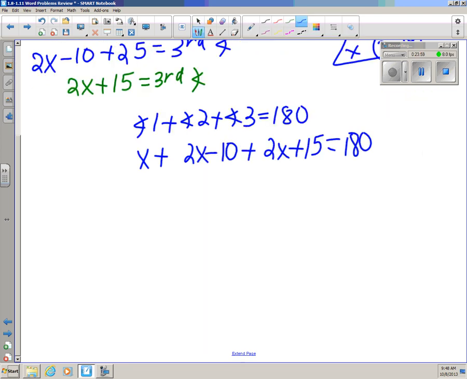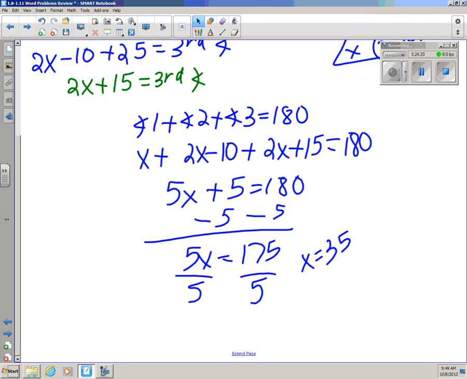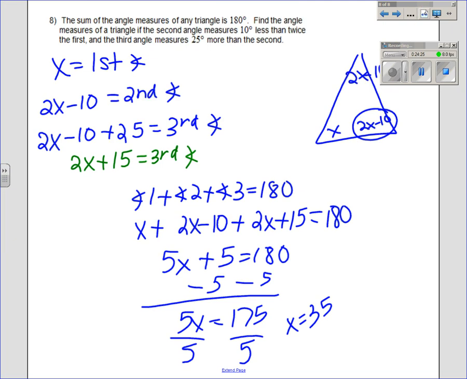Let's combine like terms. 2 plus 2 plus 1, there's 5 x's. Negative 10 plus 15 is just plus 5, equals 180, minus 5, 5x equals 175. Divide by 5, x comes out to be 35. Okay, so what does this whole thing want? Again, I think it wants all three angles. I'm going to go back and just read the directions to make sure I don't screw this up. Find the angle measures of the whole triangle.